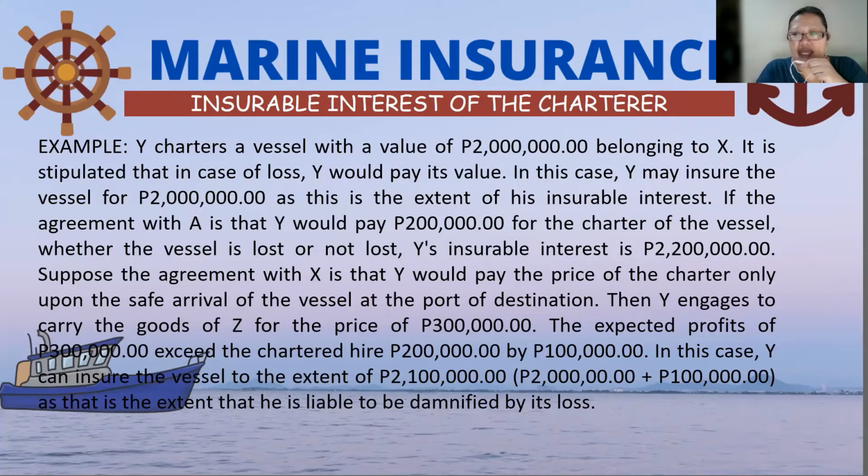Then Y engages to carry the goods of Z for the price of 300,000. The expected profits of 300,000 exceeded the chartered hire of 200,000 by 100,000. In this case, Y can insure the vessel to the extent of 2,100,000, as that is the extent that he is liable to be indemnified if it is lost.